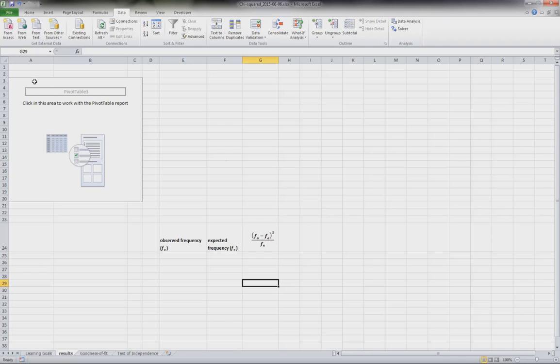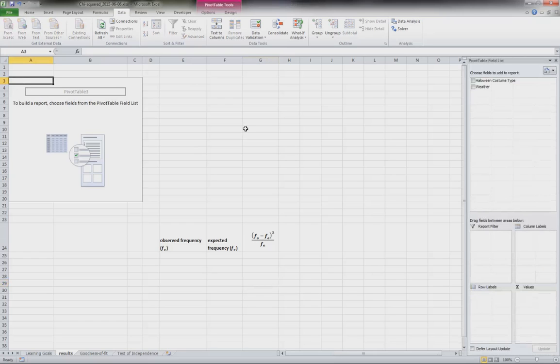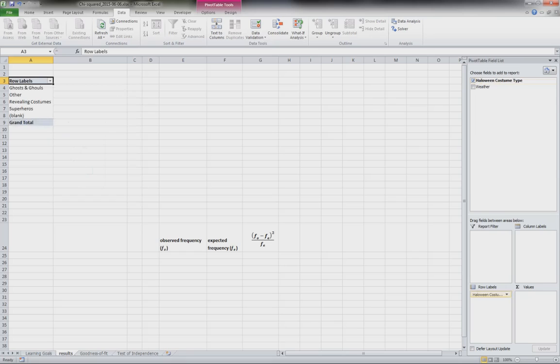and I've done this with pivot tables. If you don't know what pivot tables are, there are lots of videos on how to do them. I'm going to click in my pivot table, and I'm interested in Halloween costume type. You'll notice I spelled that wrong; Halloween has 2 L's. I'll click on Halloween costume type, and it puts it right down in row labels.